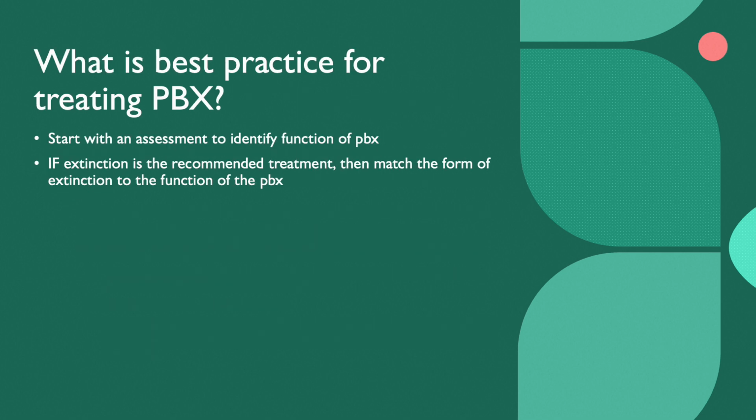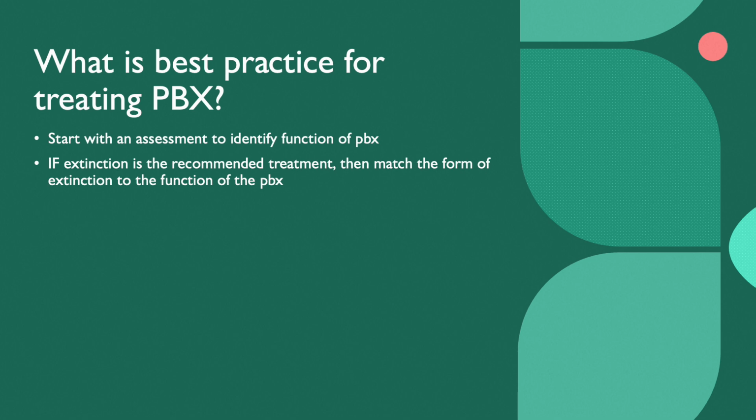Okay, so then what is best practice for treating behavior? The best practice is always going to be to start with an assessment to identify the function of problem behavior. Okay, so we talked about this pretty extensively in the first few chapters of this course, right? You talked about conducting a functional assessment of behavior, what that looks like, and how that leads to the identification of the function of the problem behavior.